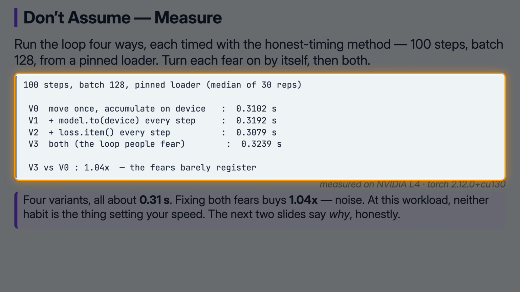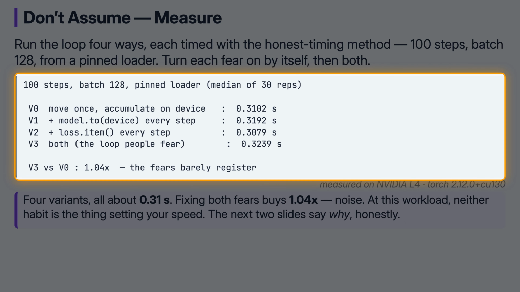Run the loop 4 ways, 100 steps, batch 128. Version 0 is the clean loop at 0.3102 seconds. Version 1 adds model.to device every step, 0.3192. Version 2 adds loss.item every step, 0.3079. Version 3 is both.